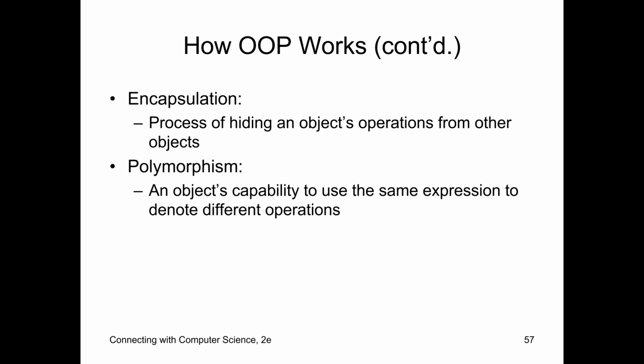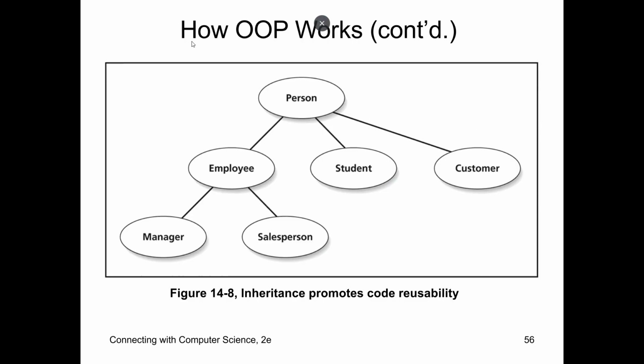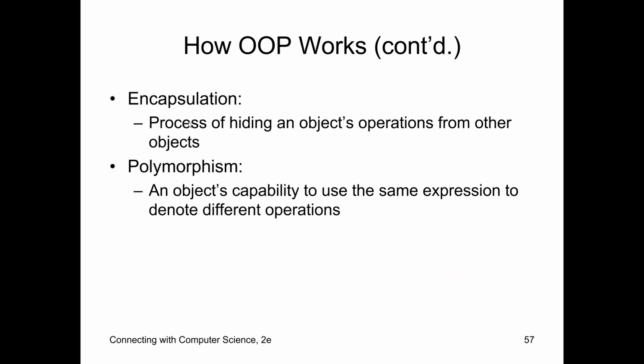Polymorphism is just to be able to use the same expression for different operations. So you might have, you can polymorph this employee now to have a manager and a salesperson. Even though they're the same, you can change what their functionality is based on how you set up some specific methods. You can polymorph this to say now this employee is a salesperson.